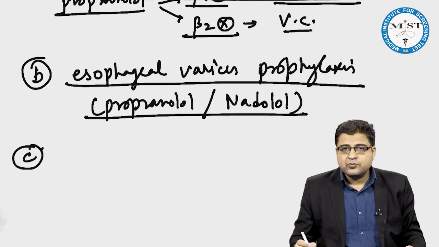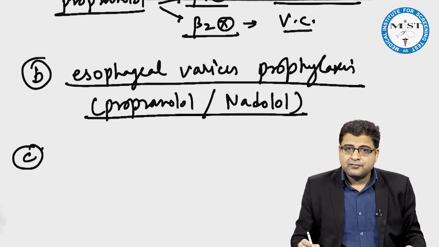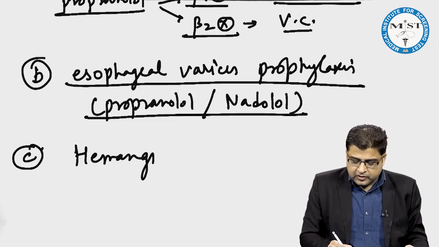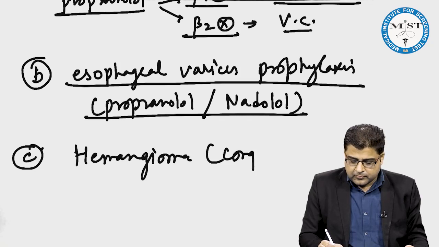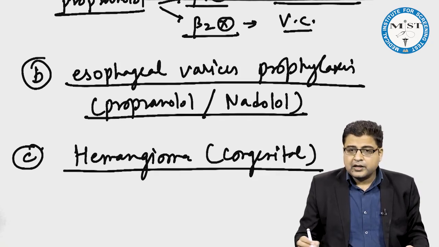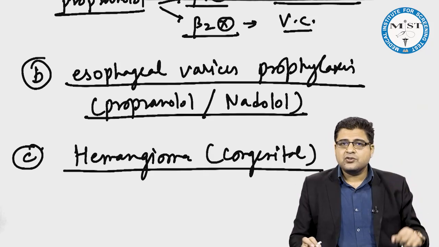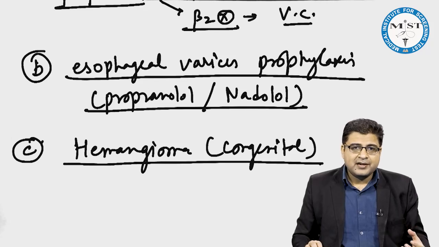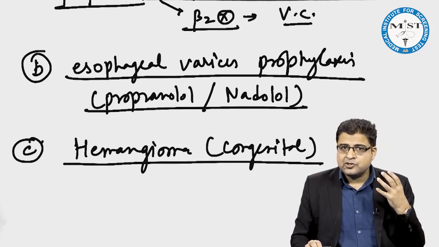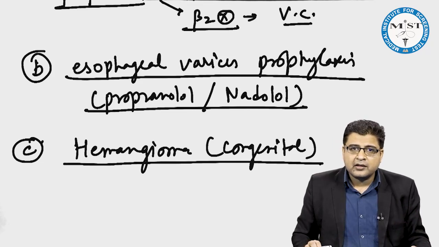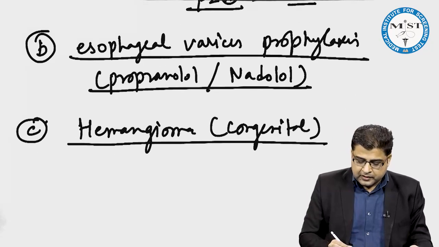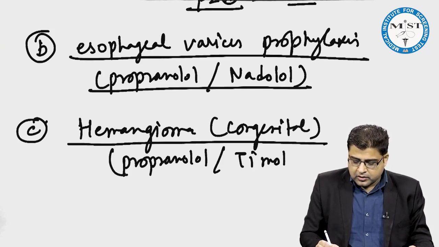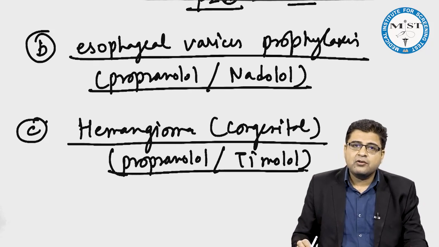Number 3, apart from these two indications, non-specific beta blockers are also given for the treatment of hemangioma. So for the treatment of congenital hemangioma, we can use non-specific beta blockers to reduce the size of the hemangioma. Propranolol and timolol are two medicines used for this purpose. Medicines can be given by systemic route if the size of the hemangioma is large. If the size is small, we can also use the topical route. So propranolol and timolol are two medicines given for hemangioma treatment.